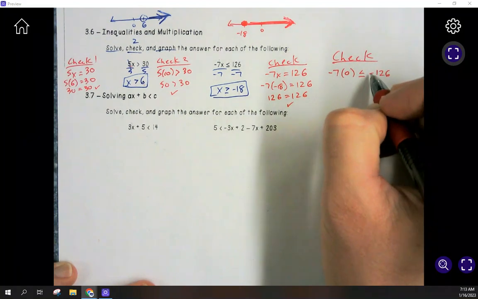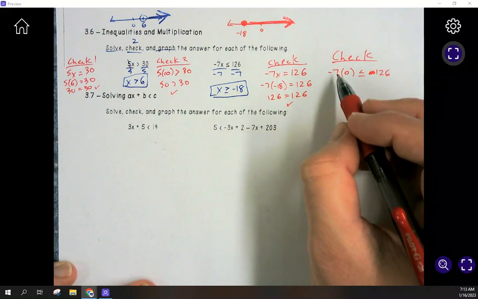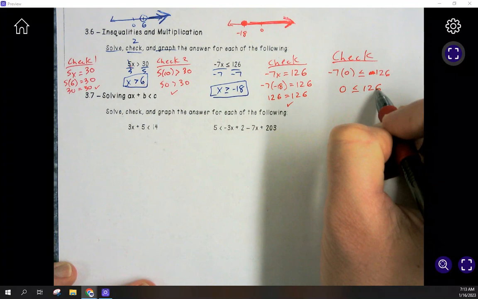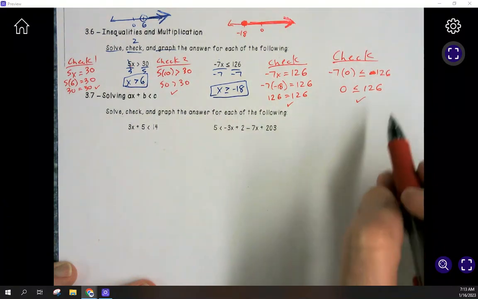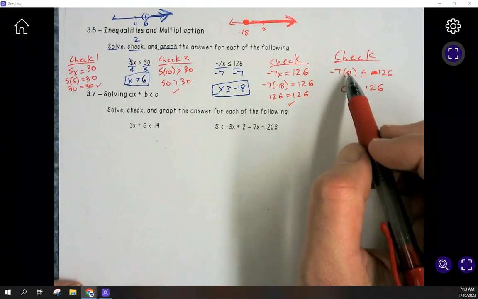Oh, and I was like, this isn't going to work because I added a negative for no reason. It's a positive 126. Okay, so this will work now. So I multiply and I get 0 is less than 126. That's true. So you can see I wrote negative 126, and in my head I was already thinking about what the answer was going to look like.